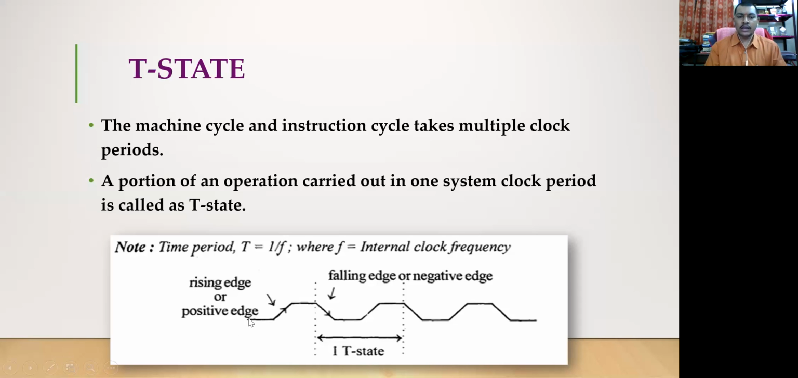This is how we have the rising edge or the positive edge, which goes from a lower voltage to a higher voltage. The second one is the falling edge, from high voltage to low voltage. It works on the falling edge. So these are called T states.